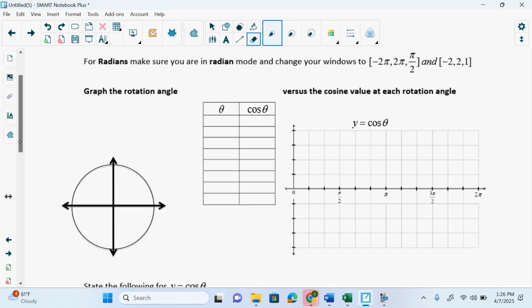So this would be pi. This would be pi over 6. This would be 2 pi over 6, which is pi over 3. 3 pi over 6 is pi over 2. 4 pi over 6 is 2 pi over 3. 5 pi over 6. 6 pi over 6 is pi. 7 pi over 6. 8 pi over 6 is 4 pi over 3. 9 pi over 6. 10 pi over 6 is 5 pi over 3. 11 pi over 6. And then 12 pi over 6, which is 2 pi.